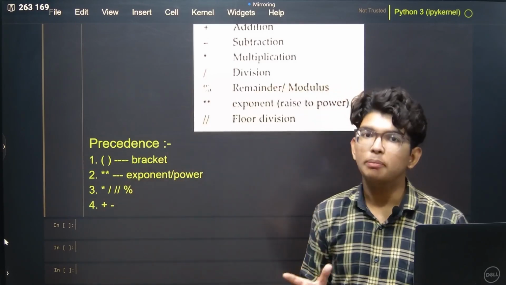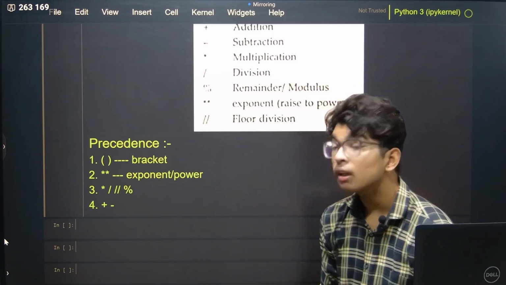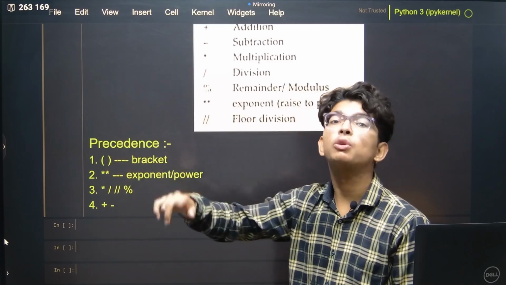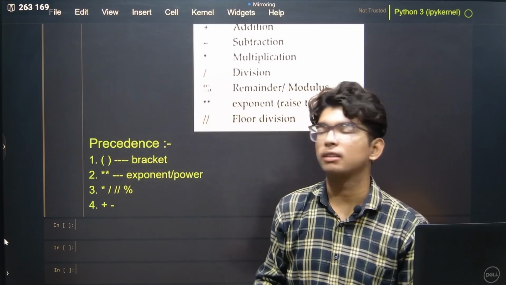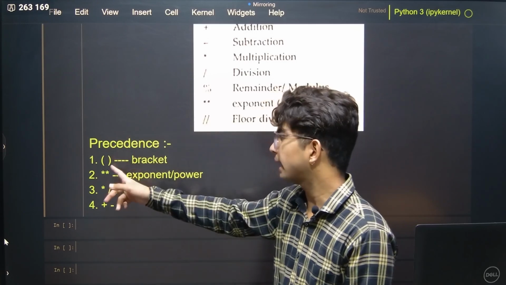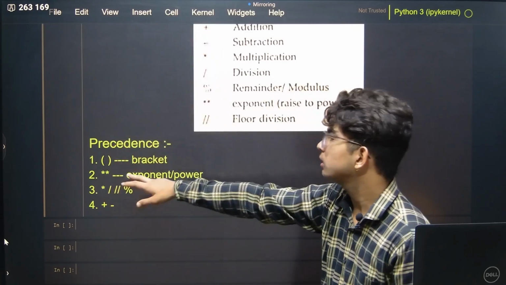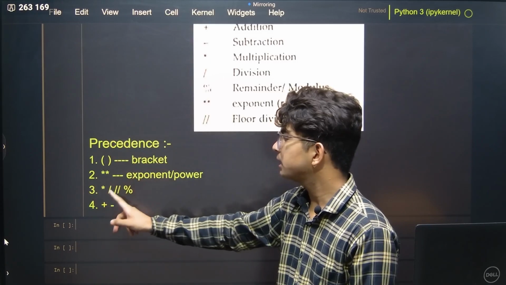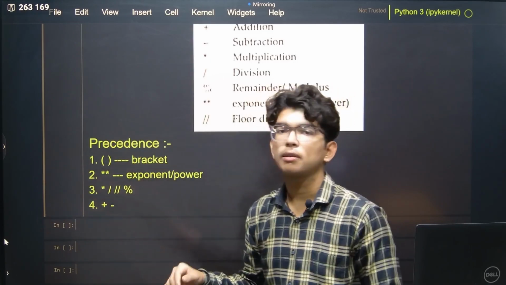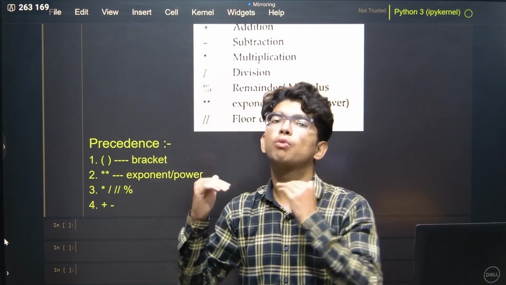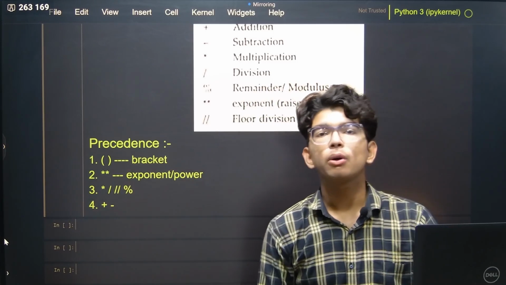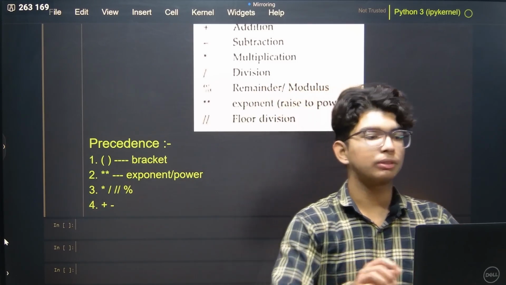You can also understand precedence as the highest authority. If all of these are used in an expression, who will be the first to get computed? This is the rule for that. The first one to get computed is the bracket. After that we have exponent, then multiplication, division, floor division and modulus on the same level. They have the same power, by which I mean the same authority for the computation. And then lastly we have addition and subtraction. Now let's start some exercises on these things.